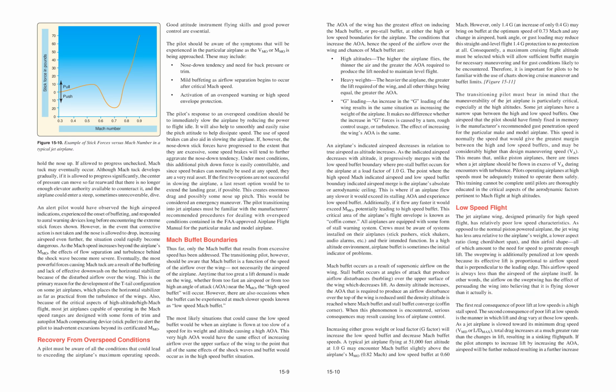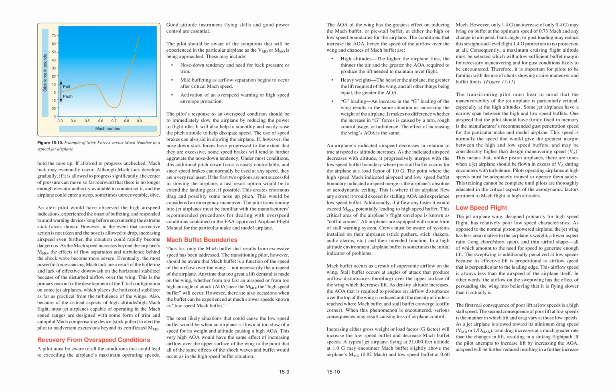The conditions that increase the AOA, hence the speed of the airflow over the wing and chances of Mach buffet, are: high altitudes. The higher the airplane flies, the thinner the air and the greater the AOA required to produce the lift needed to maintain level flight. Heavy weights. The heavier the airplane, the greater the lift required of the wing, and all other things being equal, the greater the AOA. G-loading. An increase in the G-loading of the wing results in the same situation as increasing the weight of the airplane. It makes no difference whether the increase in G-forces is caused by a turn, rough control usage, or turbulence. The effect of increasing the wing's AOA is the same.